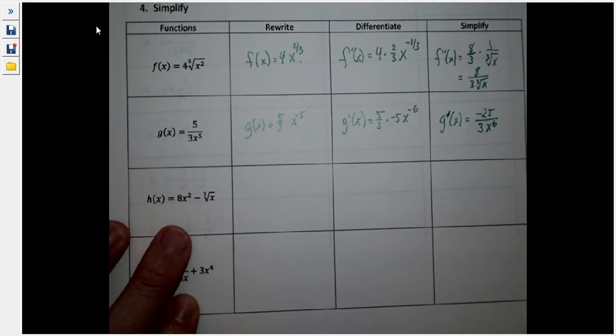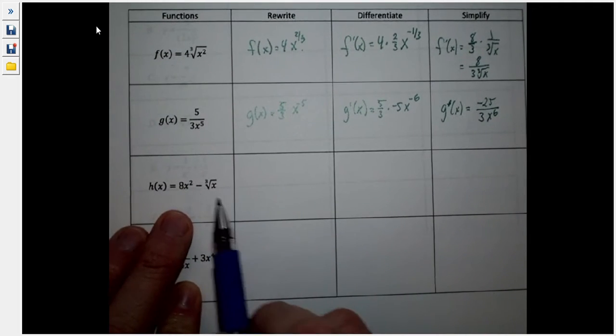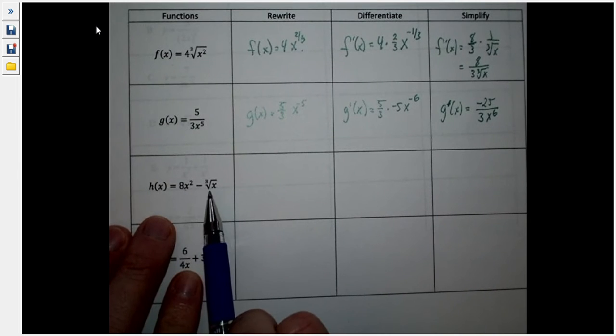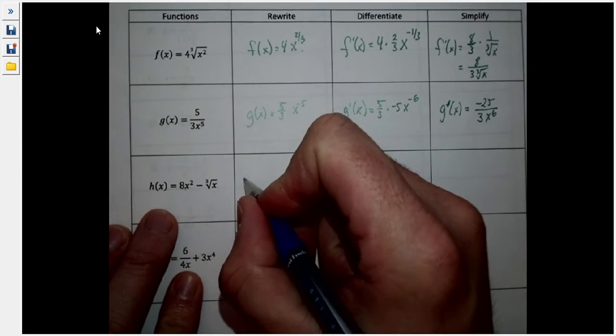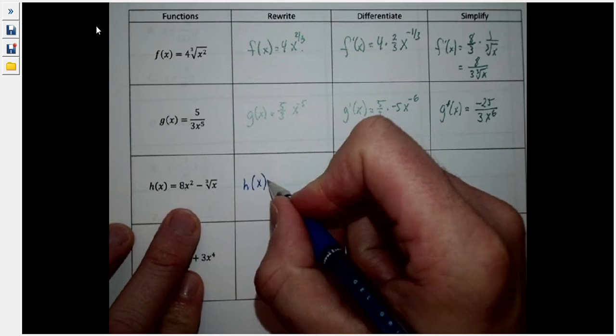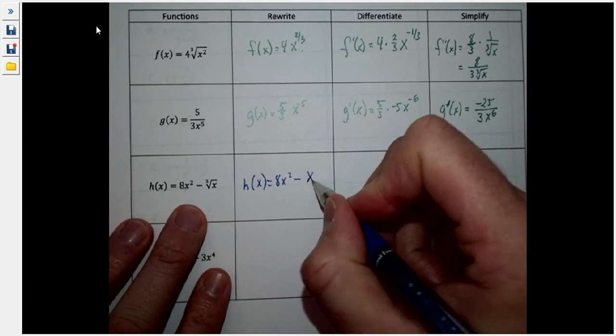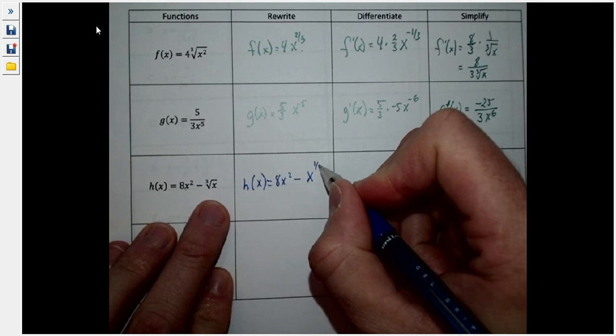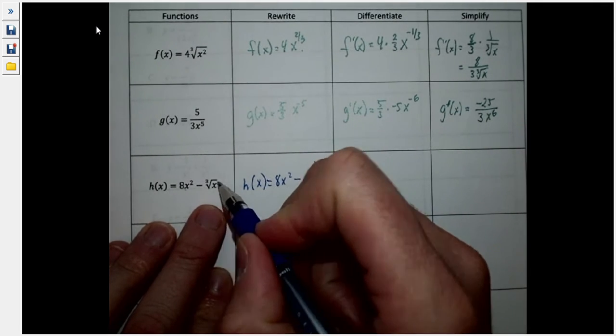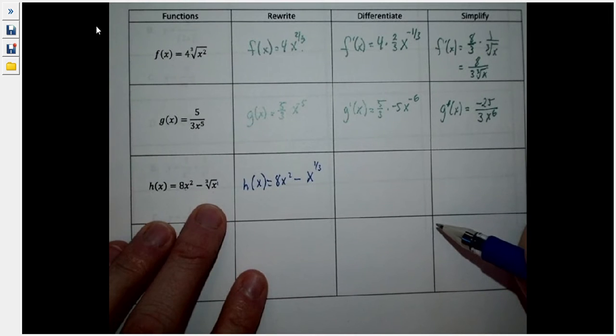Now, let's look at this one. Now I've got 2 terms to deal with. Well, I don't have to rewrite that one, but I do have to rewrite that one. So, it doesn't make a difference. So I get 8x squared minus x to the 1/3 power, because that's a 1 on the inside and 3 is the power on the root.